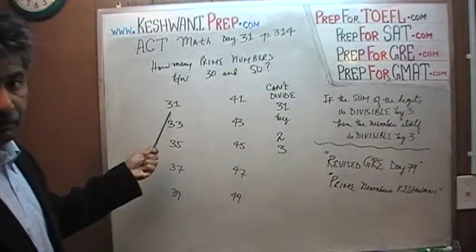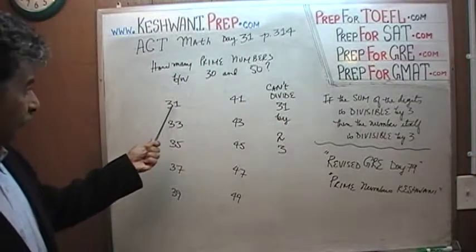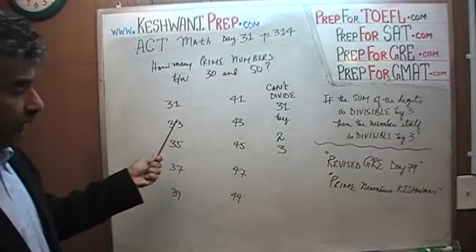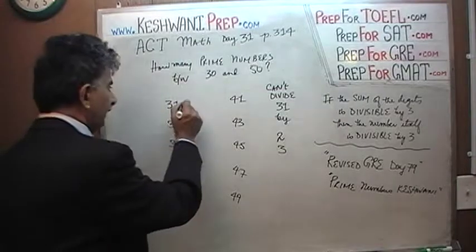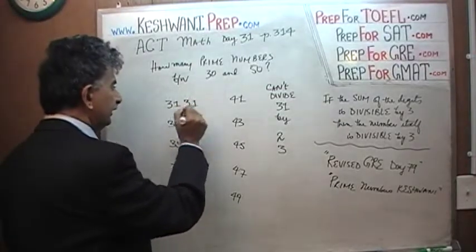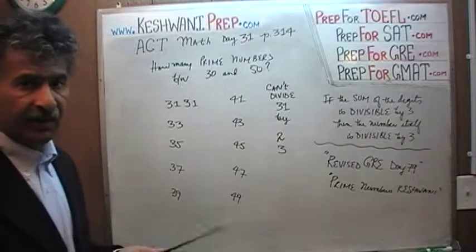Obviously not. 30 is divisible by 3. 31 is not divisible by 3. Because it's such a small number, we can just tell by looking at it. But had it been a large number, it's very simple. Had it been a large number, for example, is 3,131 divisible by 3? The answer is no.